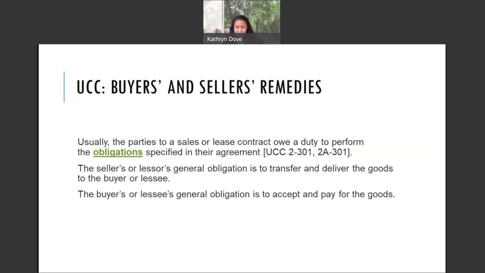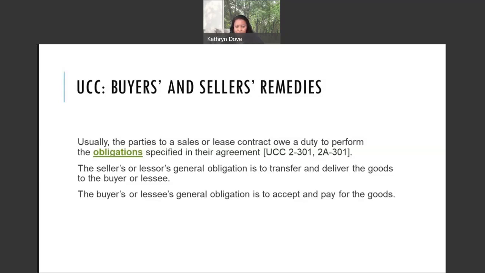And in the event that the seller or the buyer experience a breach, they would look to the UCC for particular remedies. Let's take a look at the specific UCC provisions that govern buyers and sellers' remedies. Usually, the parties to a sales contract owe a duty to perform the obligations as specified in the agreement. That is found in UCC provision 2-301.